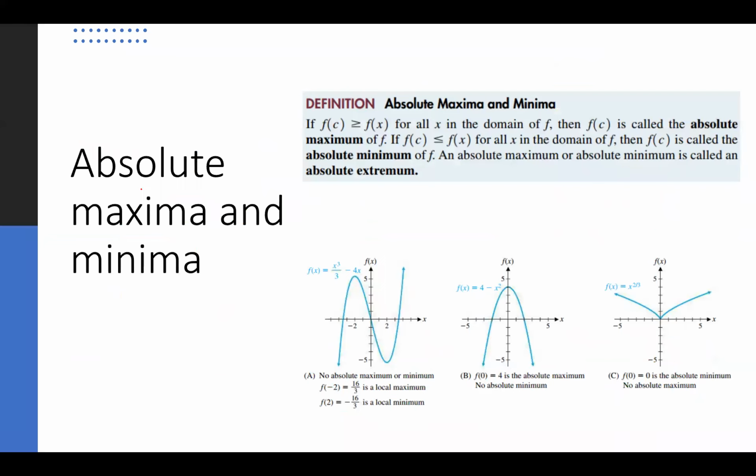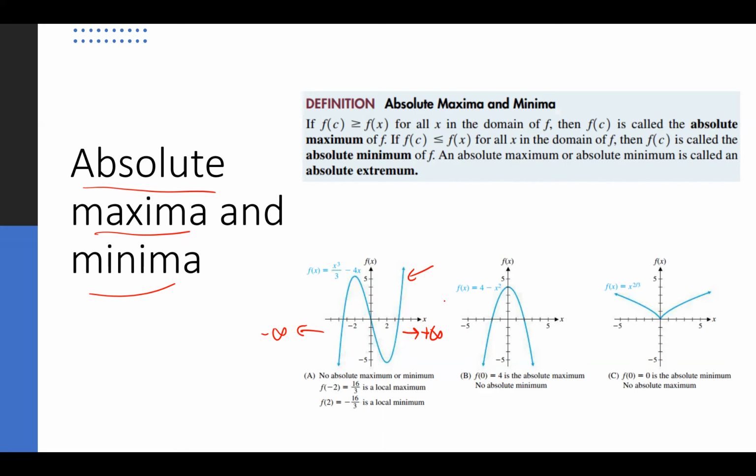First, we have the absolute maxima and minima. What this means is that we can look at a curve. For example, this is a curve. There is no absolute maximum or minimum here, because x can go to negative infinity on this side and to positive infinity on the other side. So we cannot find an absolute maximum or minimum.